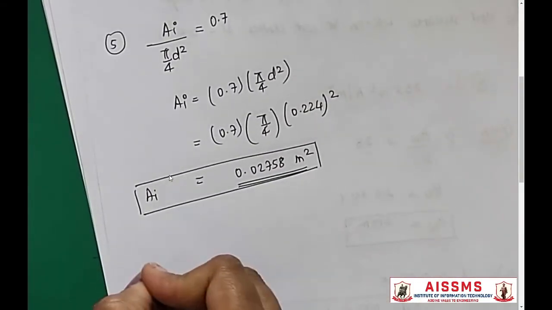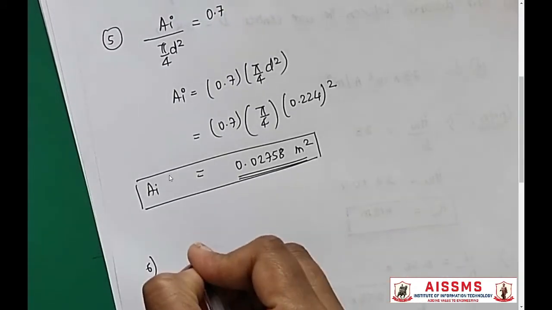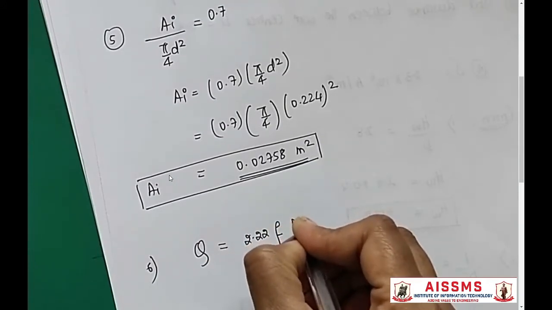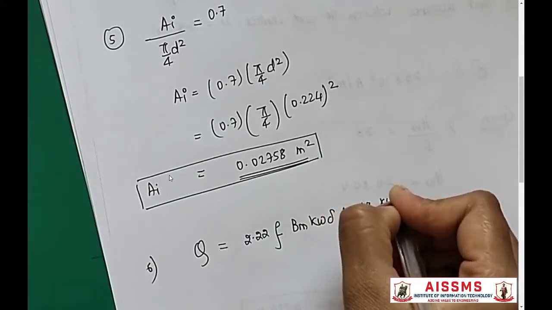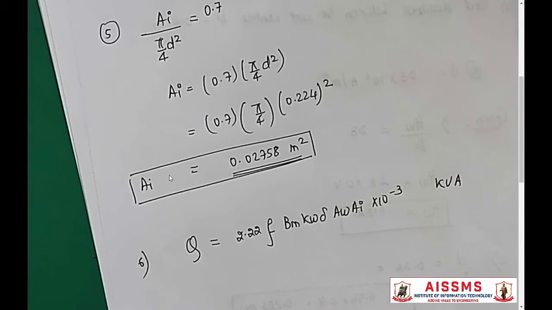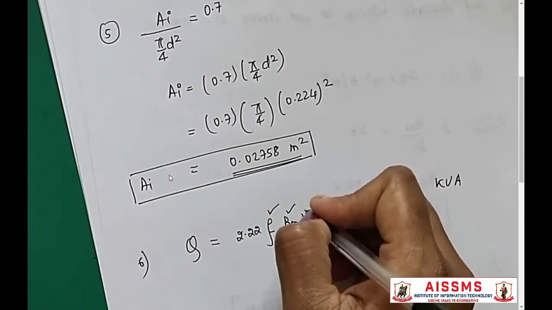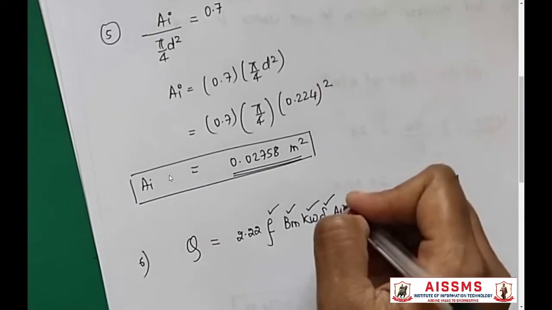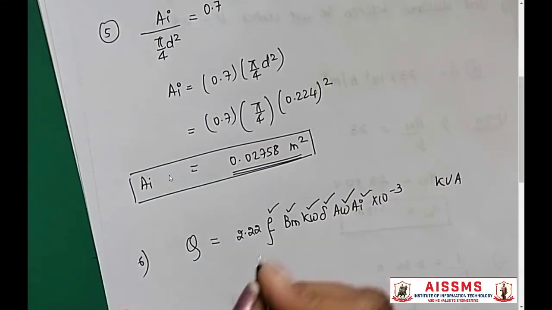Now let's see the last step. I have to find the kVA output of the single phase transformer. So we know Q is equal to 2.22 F BM KW delta AW AI into 10 raised to power minus 3 in kVA. Let's check whether all the values are available with us. Frequency is known, flux density is known, window space factor is given to me, current density I have already converted into the standard units, area of window I have calculated, and AI is also available. So you have to just now put it.